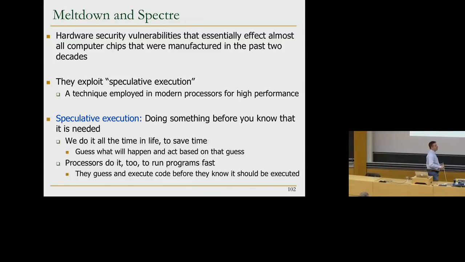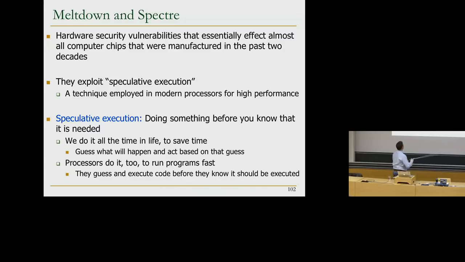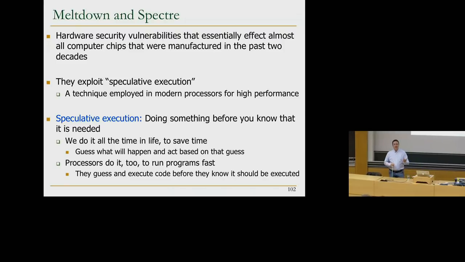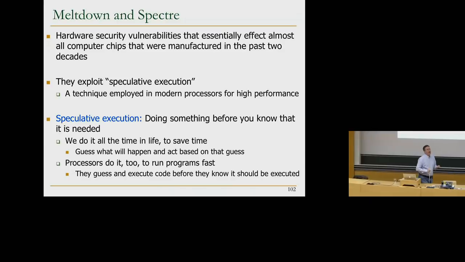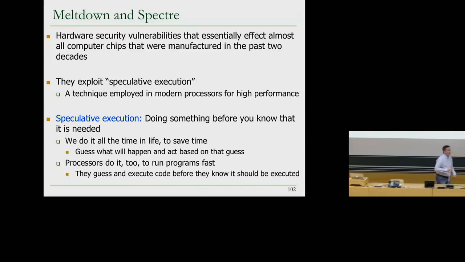So speculative execution is doing something before you know that it is actually needed. And we do it all the time in life. Does anybody have an example? Yeah, not bad. You say, I don't know what will come in the exam. If I knew, I would just study for this question, but I will study everything. I'll be ready. Another one? More like not exam, school, daily life. Yes, that's also a good one.